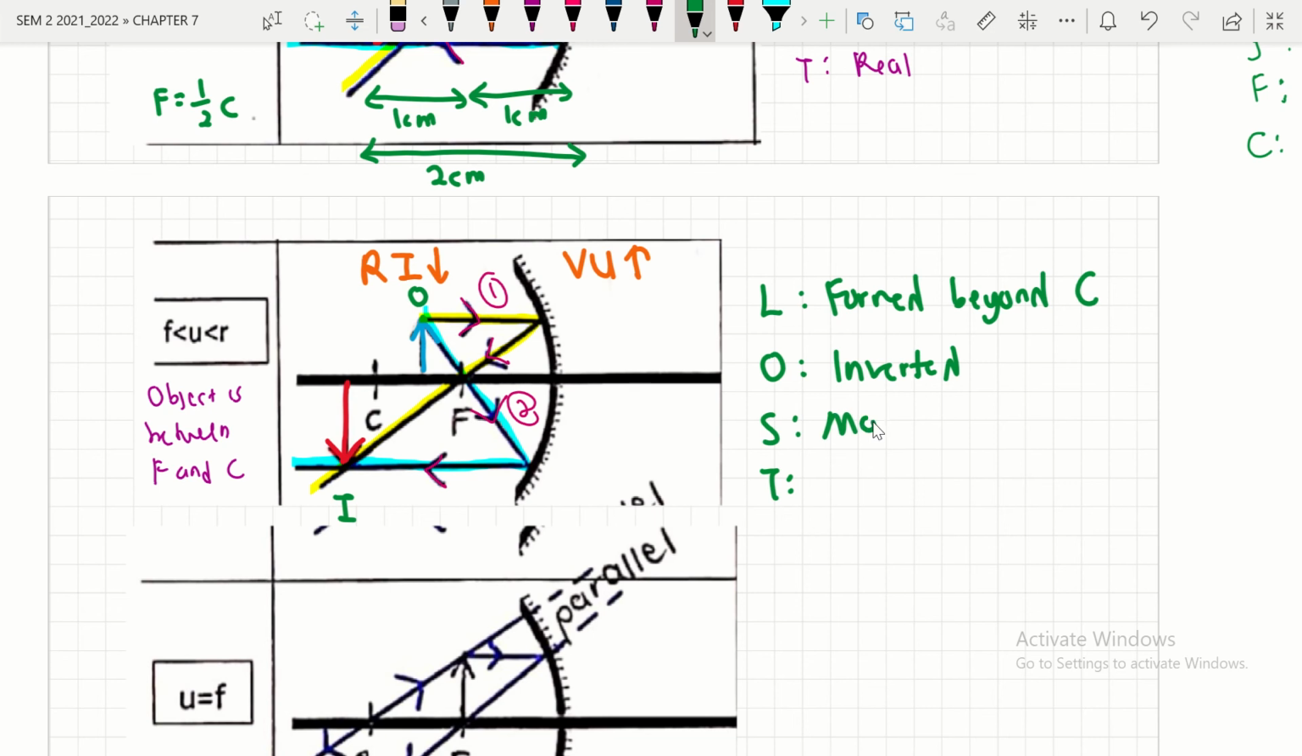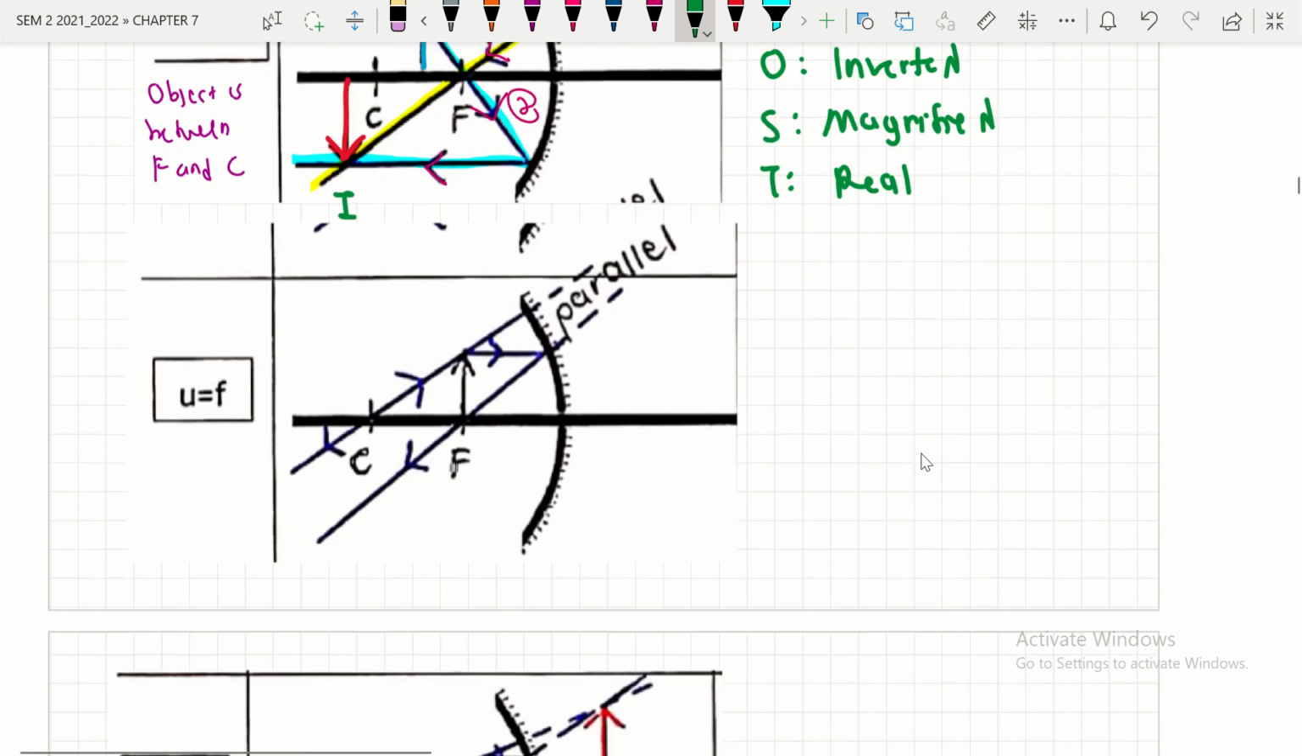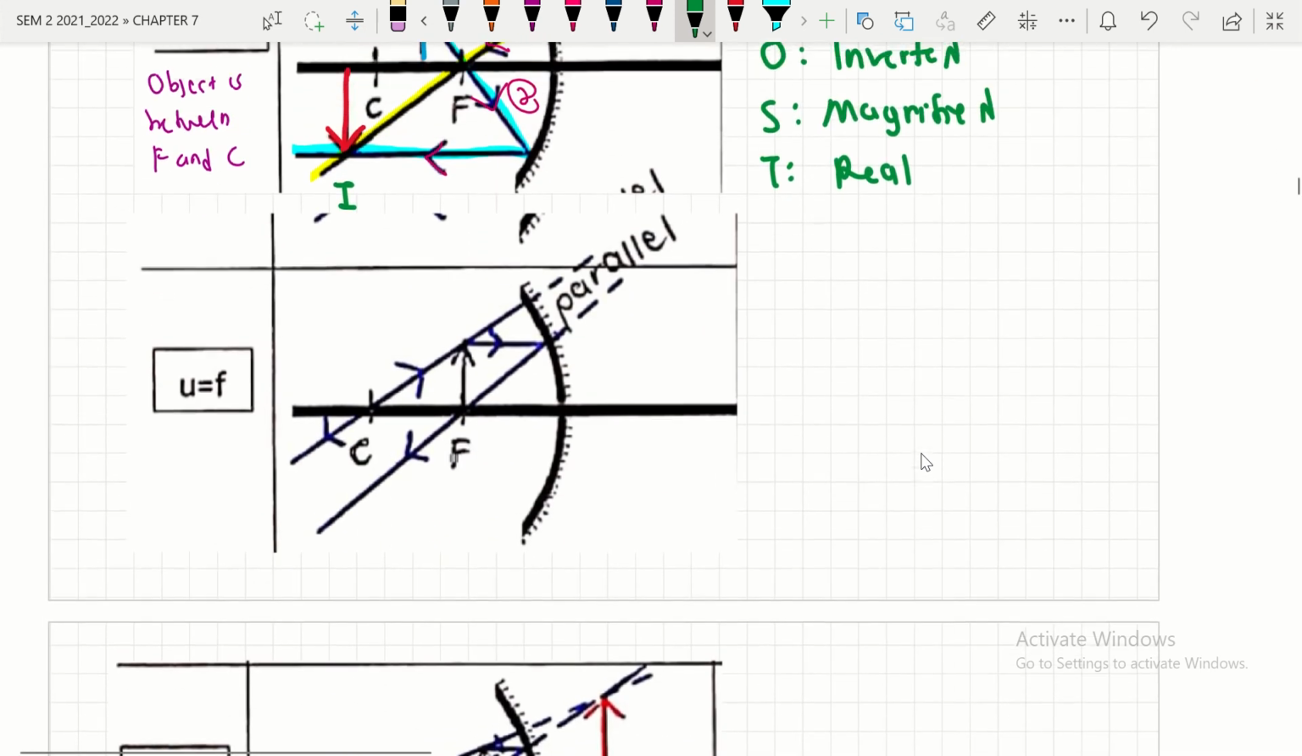Nampak sangat dia adalah magnified. So, when you draw, you will see it. And what about the type of image? Type of image is real image. Kenapa? Sebab dia form in front of mirror. Okay, cool. Okay, now let's proceed to the next one.